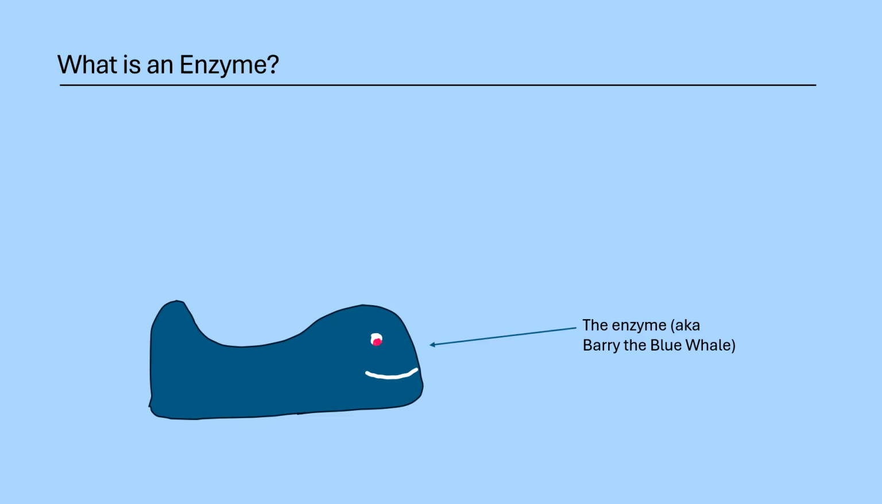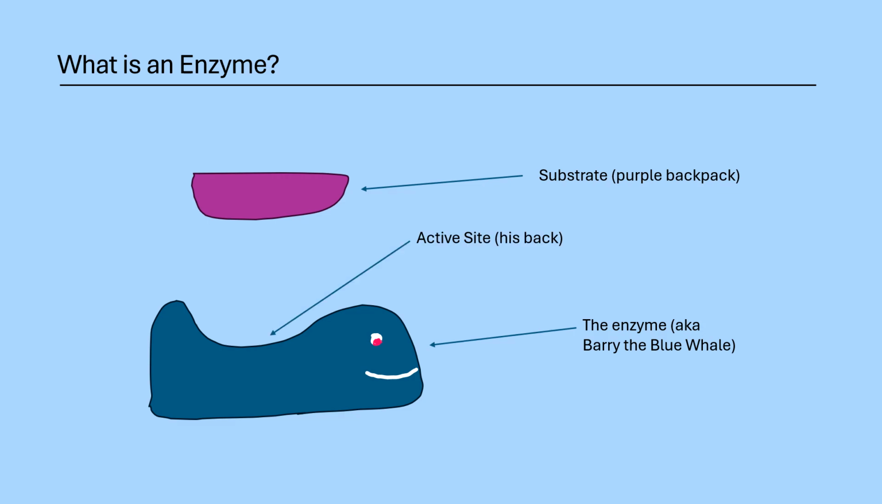But the main three parts we're going to look at are the enzyme itself, aka Barry, the substrate, which eventually binds to the enzyme, and the active site, which is where the substrate binds to the enzyme.